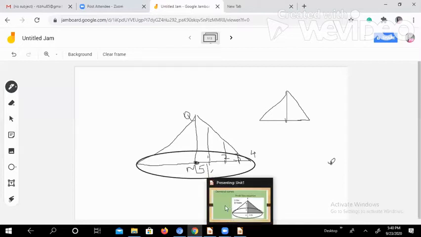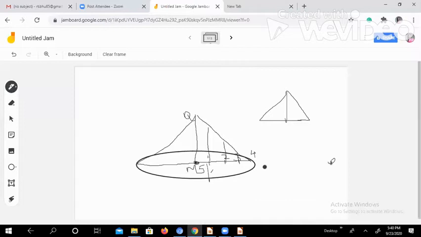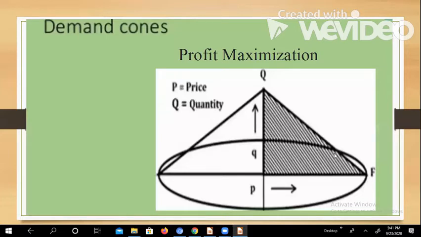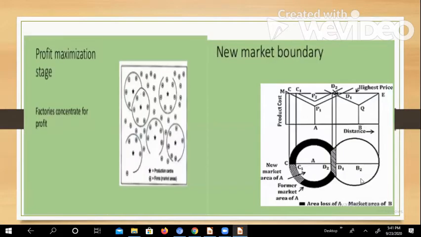According to this demand cone, as distance rises, this is D. The further you move from the city center, the more the cost of the product increases, and the more it increases, the more consumers fall. It was this much a product was being sold, then this much, then this much. So quantity is falling as one moves away from the marketplace, the city center. This is the demand cone. Then we have the profit maximization stage.